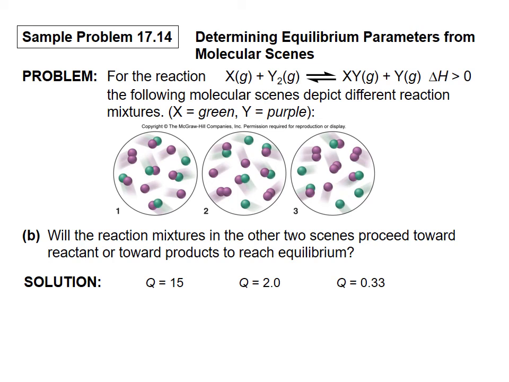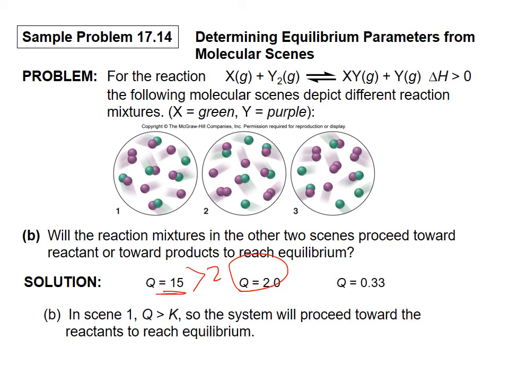So we already know scene 2 is at equilibrium, and 1 and 3 are not. The question is, will the reaction mixture proceed towards the reactants or product? Because Q for scene 1 is 15, which is greater than K, and K is 2, that means the mixture has too much product compared to the equilibrium composition, and therefore the reaction will go in reverse to the left side, and that will generate more reactants and consume product. So it goes towards the reactants.